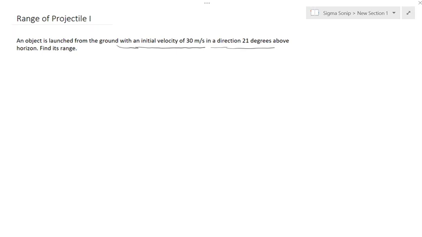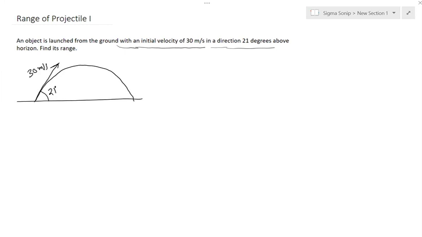If I draw a diagram of this projectile motion, it will be like this, where this is my initial velocity, which is 30 meters per second, and that is my launch angle, which is 21 degrees.